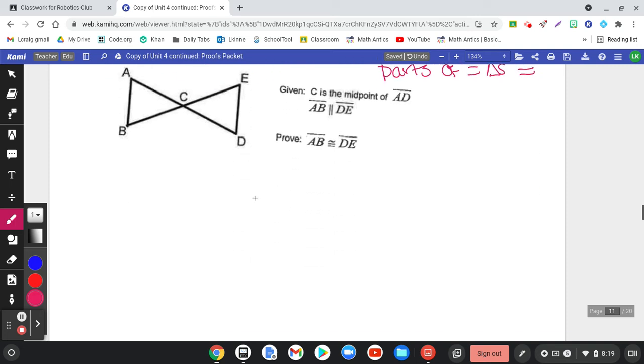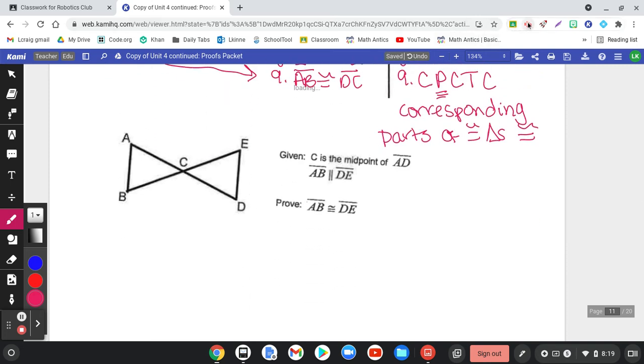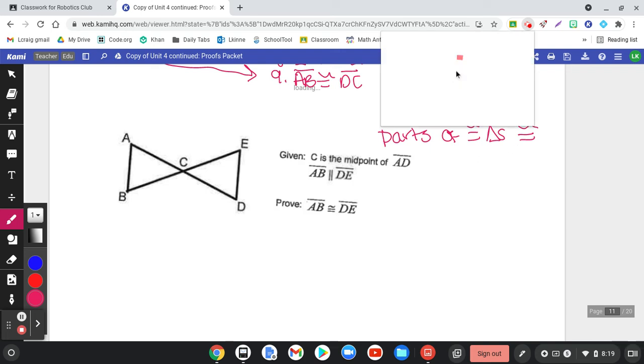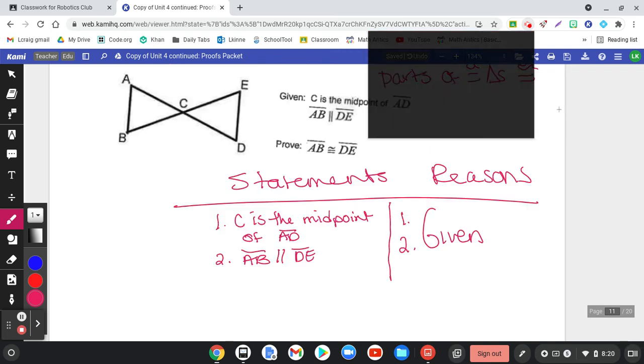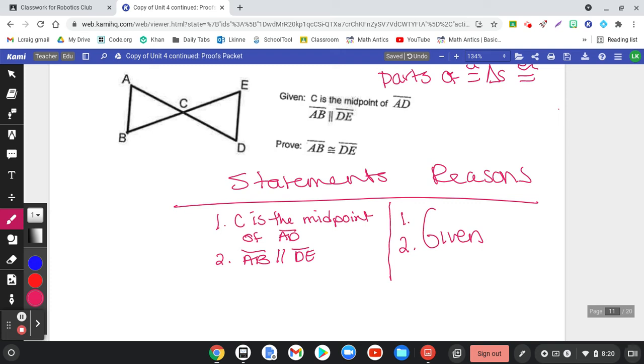All right, last one. Pause the video, put your givens in. I'm going to do the same. Okay, so I just quickly wrote my statements and my reasons for my givens. It wants us to prove the parts. So our very last statement is going to be CPCTC. But before that, we want to prove our two triangles are congruent.